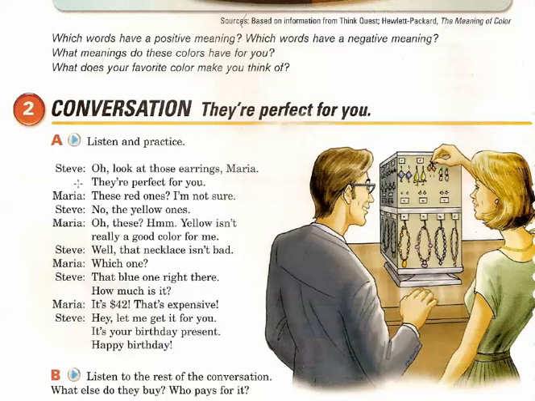Let's read the conversation again together. Oh, look at those earrings, Maria. They're perfect for you. These red ones, I'm not sure. No, the yellow ones. Oh, these. Yellow isn't really a good color for me. Well, that necklace isn't bad. Which one? That blue one right there. How much is it? It's $42. That's expensive. Hey, let me get it for you. It's your birthday present. Happy birthday.